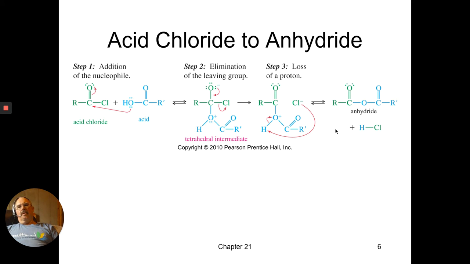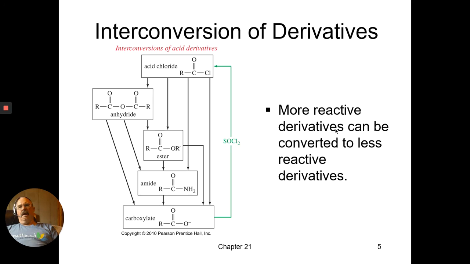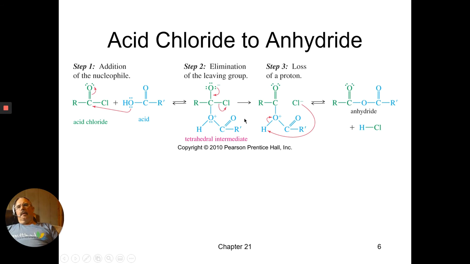Okay, so acid chlorides can be converted into anhydrides. Okay, anhydrides are just below acid chlorides. And this follows the same pattern. The nucleophile attacks. The leaving group is eliminated, and then we have a proton transfer, and our product is an anhydride.